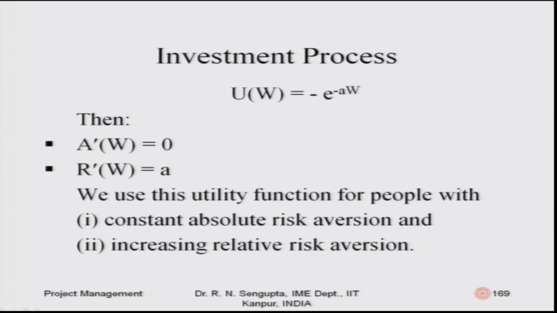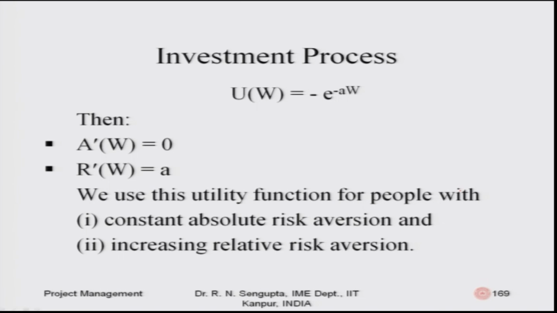Let us go to the third example, which is the utility function that is exponential in characteristics. The parameter value a is technically known to you. If you find A prime and R prime, they come out to be 0 and a. If A prime is 0, then we immediately know it has a constant absolute risk aversion property. And a is a constant parameter for the utility function, so it has an increasing relative risk aversion property, because a we consider as positive.